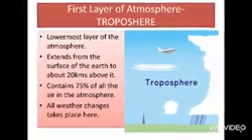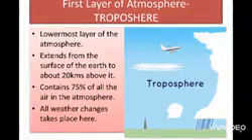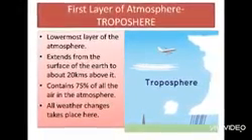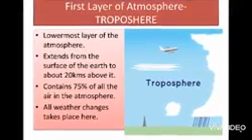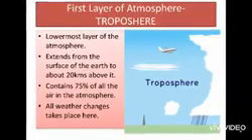The first layer of the atmosphere is called troposphere. It is the lowermost layer of the atmosphere. It extends from the surface of the earth to about 20 kilometers above it. It contains about 70% of all the air in the atmosphere.